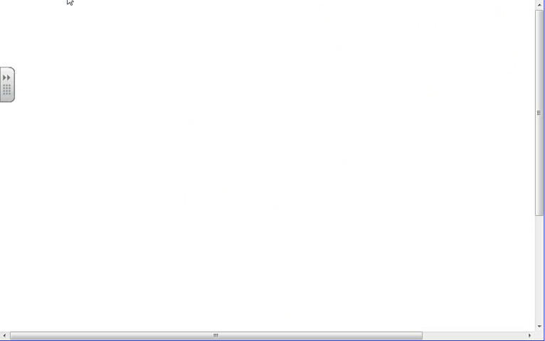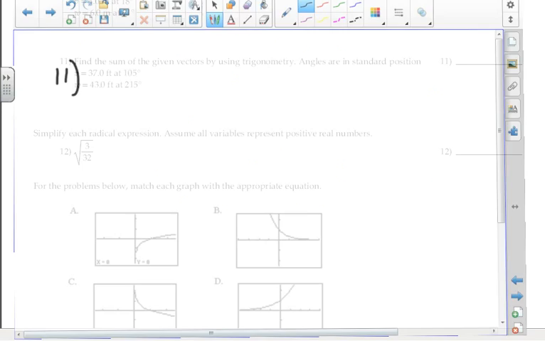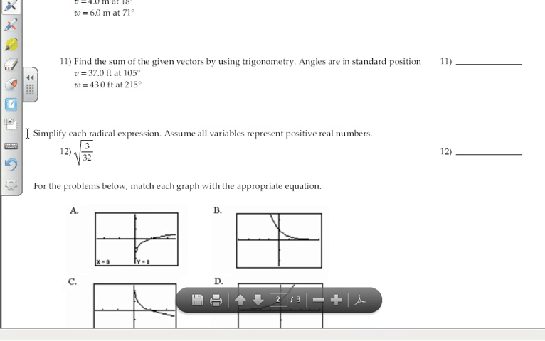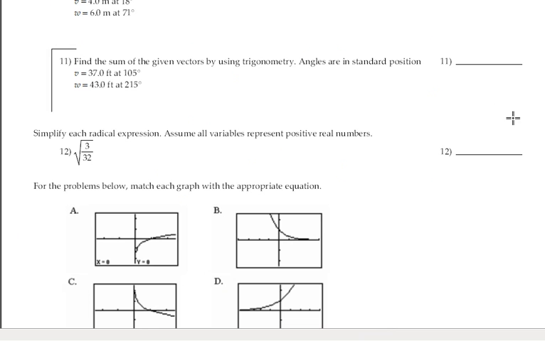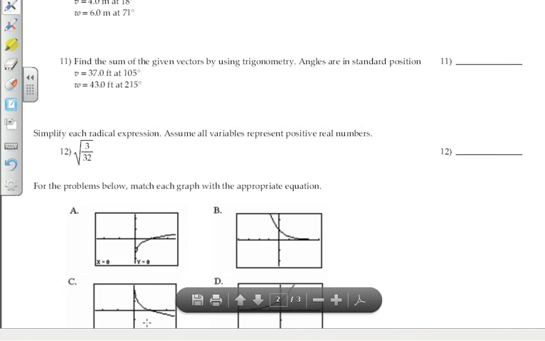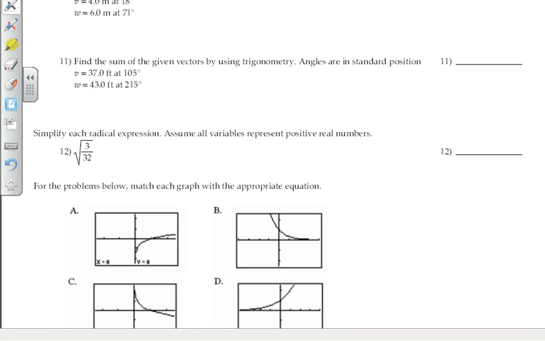Okay, now we're looking at number 11. No, we're not looking at 11 that way. We're looking at 11 this way. All right, so number 11. Where to go?